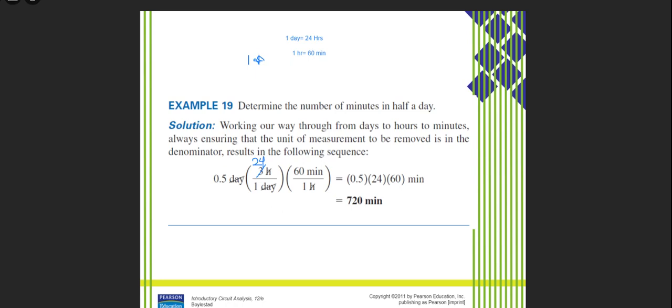So if you do the operation in here, this hour and this hour will cancel out. 24, half, and 60 will multiply together. And the unit that is left in here is minute. So it will be 720 minutes. Any question?